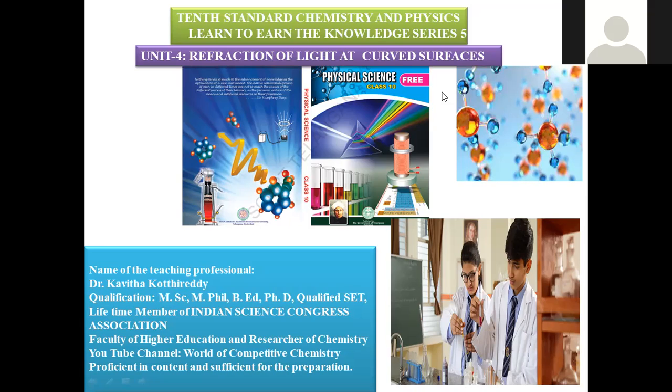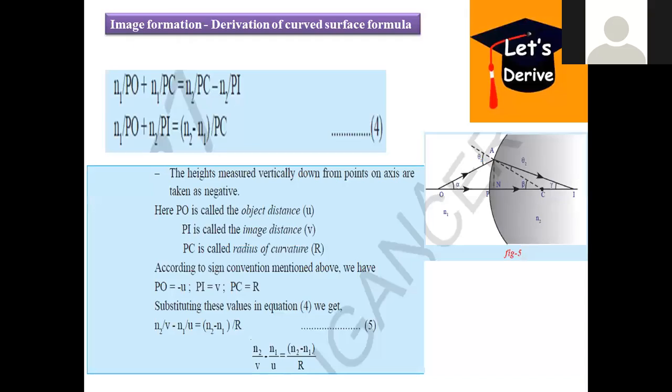Let us enter into today's concept, series number 5 of unit 4, where we are going to derive the relation for one daily life activity. In continuation to our previous derivation, we got the equation N1 by PO plus N2 by PI is equal to N2 minus N1 by PC. This is purely drawn based on Snell's law. This is equation number 4.